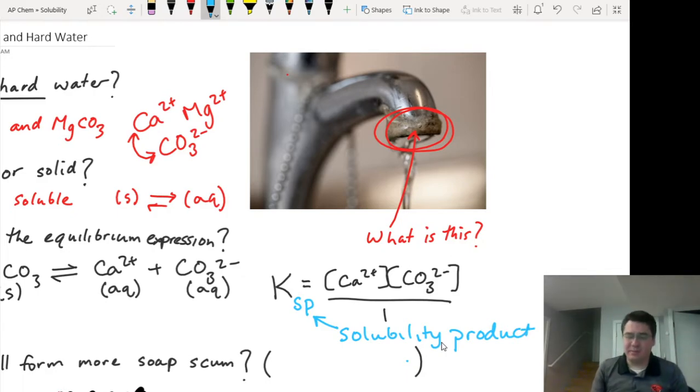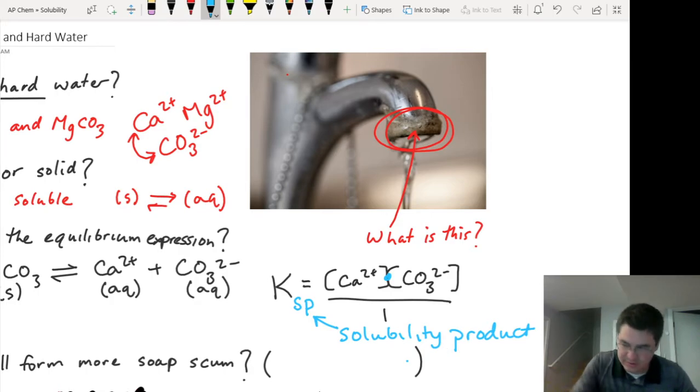Ksp stands for solubility product, and you know where the term product comes from, because this is just a big multiplication. Does that make sense? Okay. For this one, we could write another solubility product for magnesium carbonate, but I just did this down here. It would look really similar, just replace the calcium with magnesium.